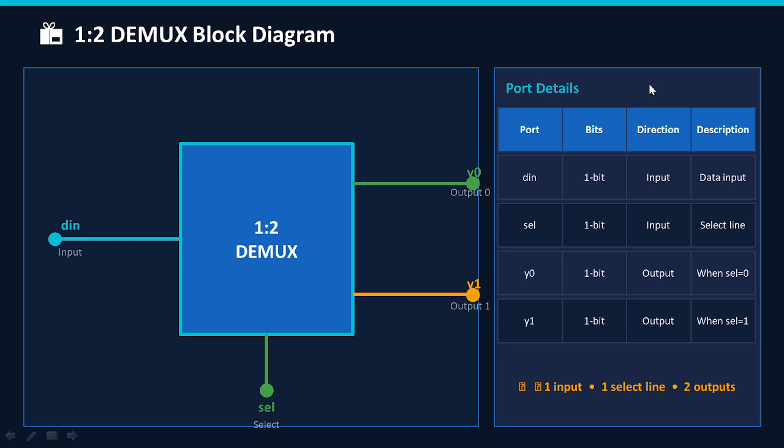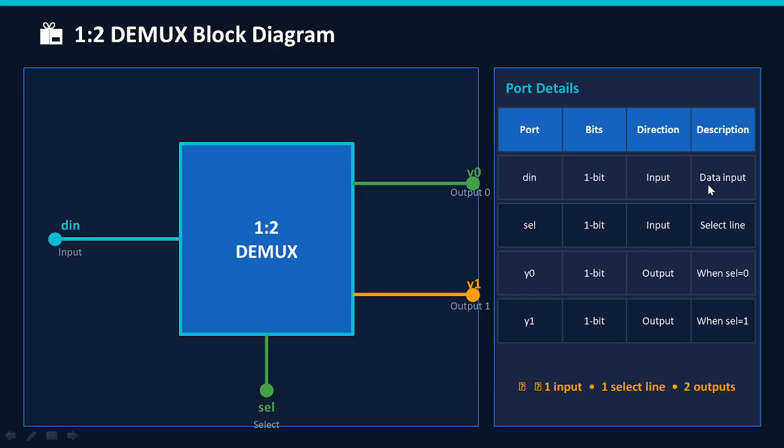This is the port details. D in means it has one bit, and that is what the input can carry. Everything in this demultiplexer can carry one bit of data. As for direction, D in is input, select is input, Y0 is output, Y1 is output. We have two outputs here for the demultiplexer, as per the 1:2 we are studying.